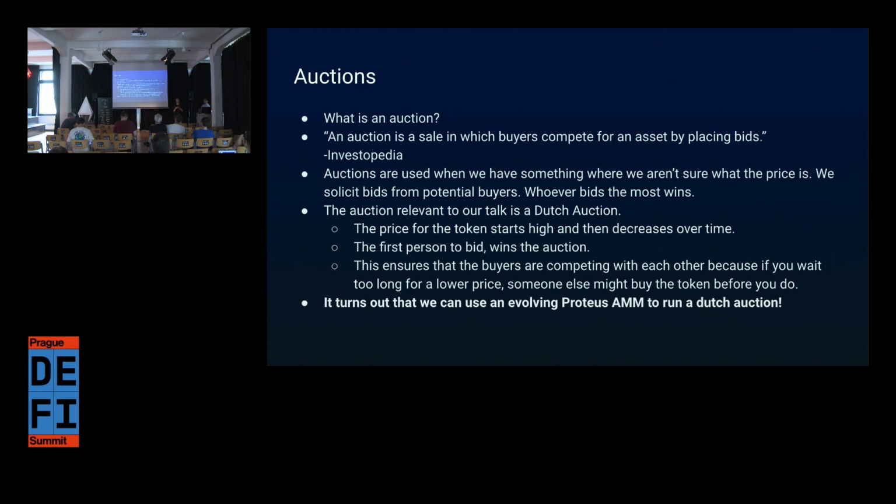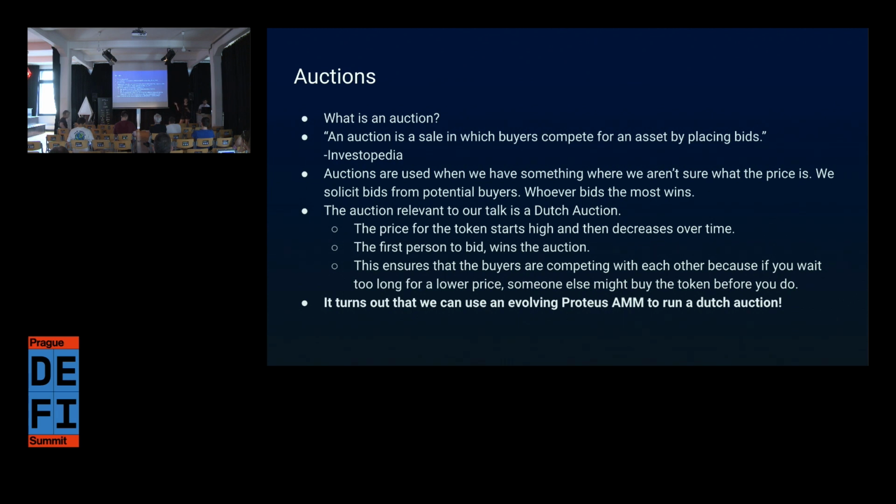Auctions are used when we have something where we aren't sure what the price is. We solicit bids from potential buyers. Whoever bids the most wins. The auction type relevant to this talk is a Dutch auction, in which the price of a token starts high and then decreases over time. The first person to bid will win the auction. This ensures that buyers are competing with each other, because if you wait too long for a lower price, someone else might buy the token before you do.